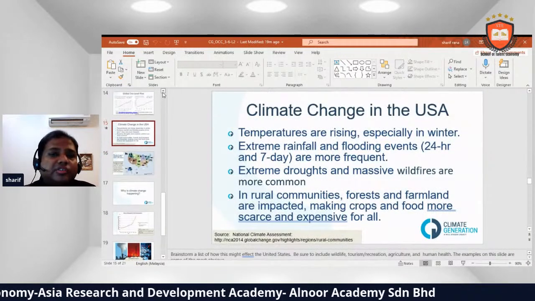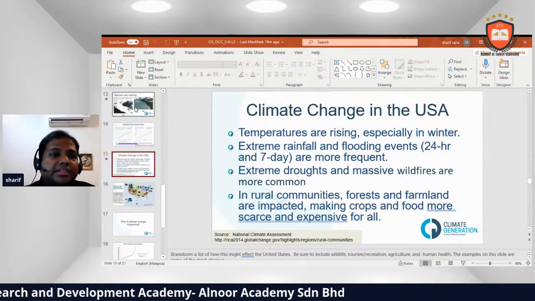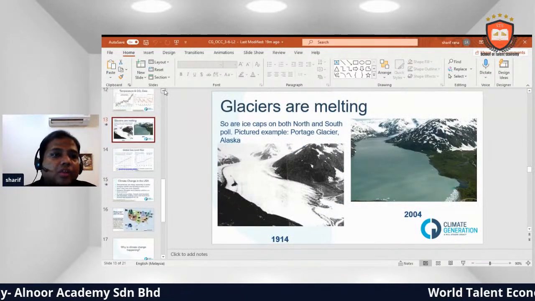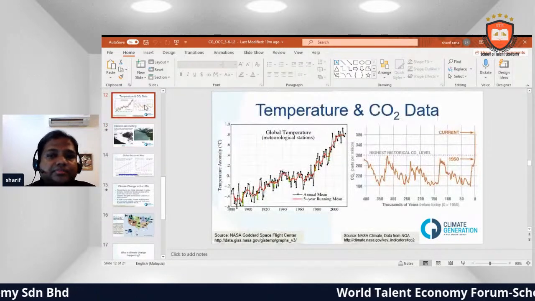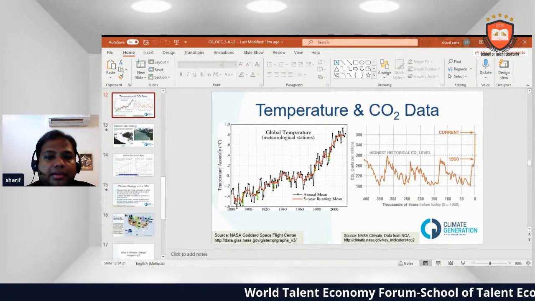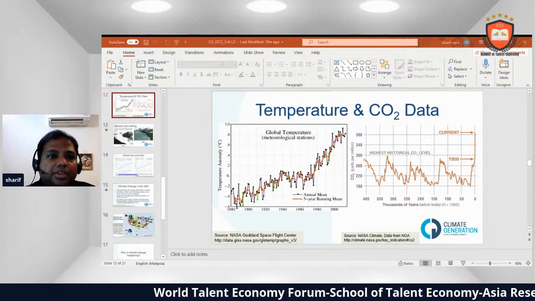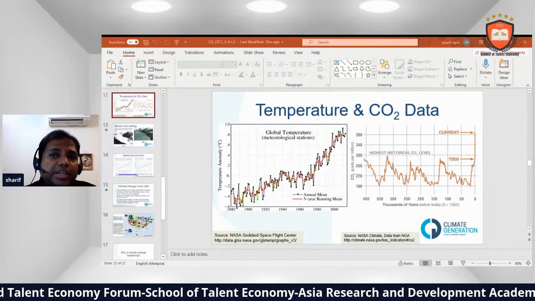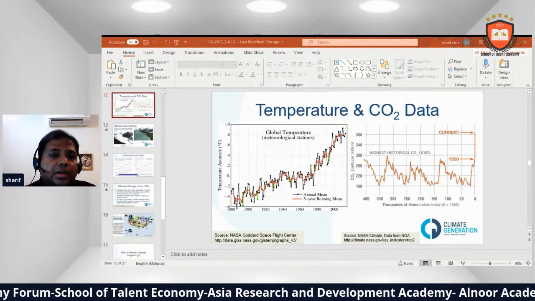So climate change is not only an issue in the USA. Climate change is a problem around the world, happening in developing nations, developed nations, and many others. So we need to be careful about that, and we need to take care of the initiative.